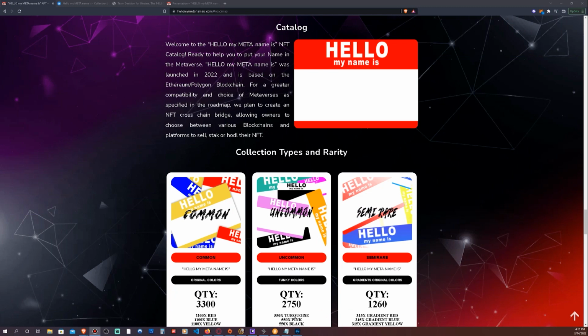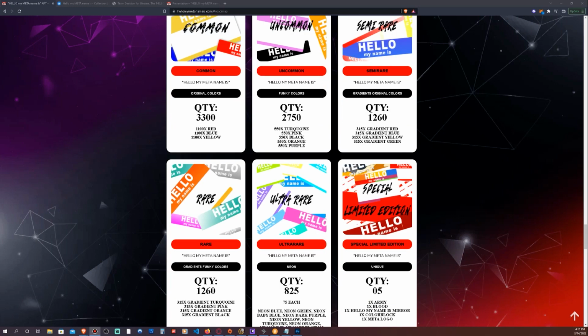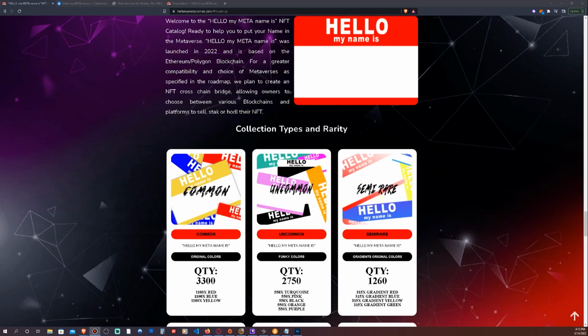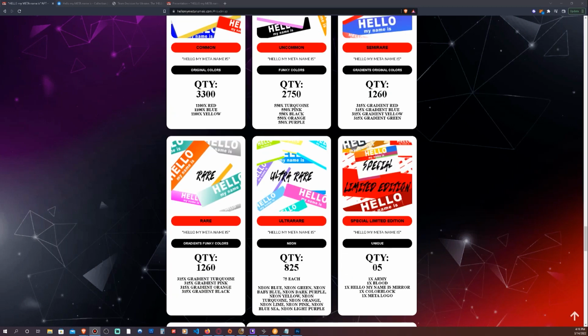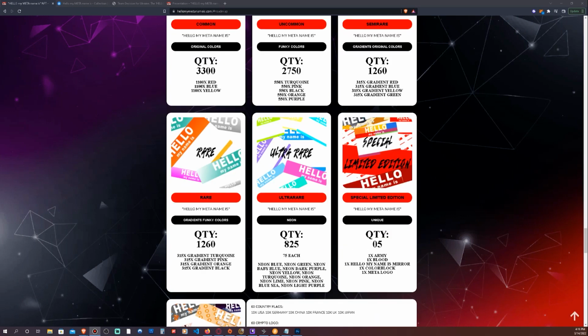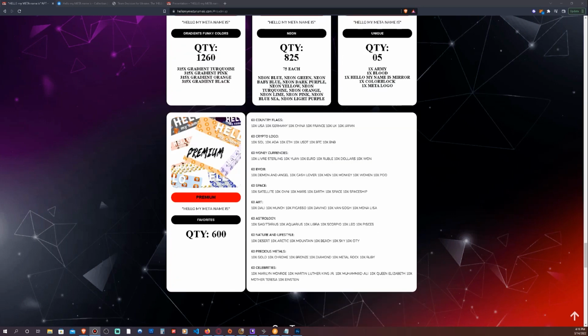All right, so let's check out the catalog for the Hello My Meta Name Is NFT. Right now I know for sure that this art is pretty dope. You get your commons, your uncommons, and your semi-rare. Then you're going to have your rare, your ultra-rare, and your special edition Hello My Meta Name Is. Now they have the rarities broken down: 3,300 of the commons, 2,750 of the uncommons, 1,260 of the semi-rare, 1,260 of the rare, 825 of the ultra-rare. There's only going to be 5 special editions, so you guys get one of those. Those are going to be worth a lot.